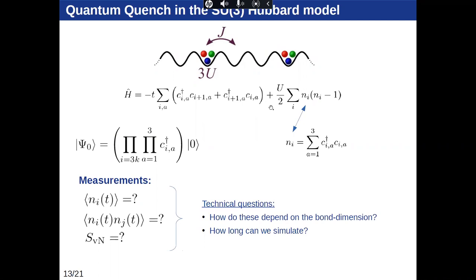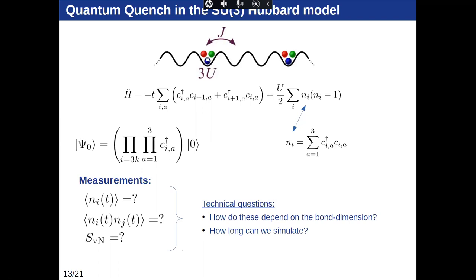non-Abelian MPS and non-Abelian TBD algorithm on the SU3 Hubbard model. In the SU3 Hubbard model, I have three colors. A is a color index, and I have a hopping on the consecutive sites. So this is a 1D Hubbard chain, and I have this usual Hubbard coupling that on the same site, these guys repel each other. In the initial state, I created a charge density wave where on every third site, I put three particles there, and then I have two empty sites.